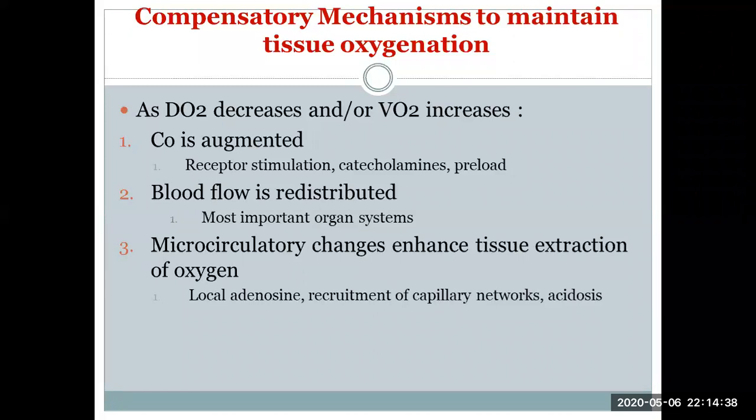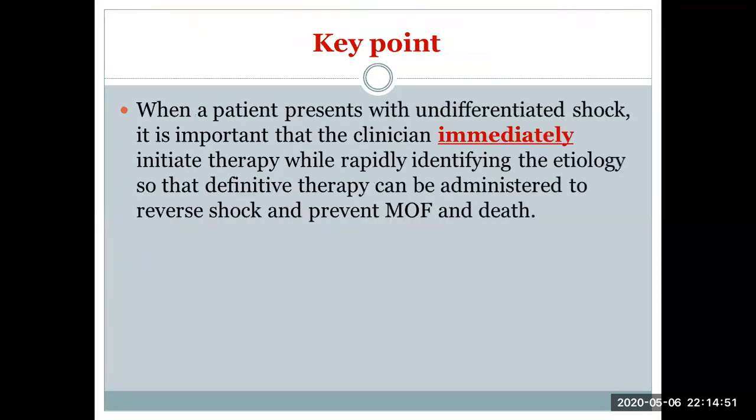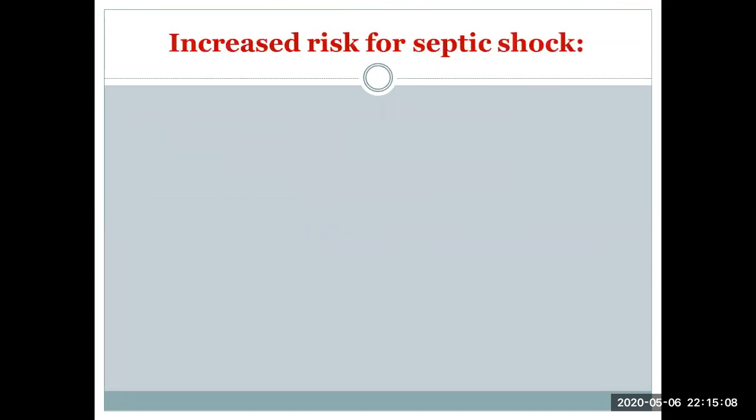The microcirculatory changes enhance the tissue extraction of oxygen. So local adenosine, recruitment of capillary networks, and acidosis will take place in that situation. A key point: when a patient presents to you with undifferentiated shock, it is important, as a clinician, to immediately initiate the therapy while rapidly identifying the etiology, so the definitive therapy can be administered to reverse the shock and to prevent multi-organ failure and death, as a basic concept.